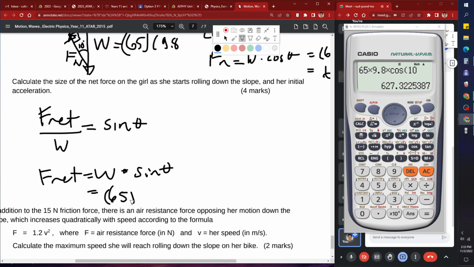We never actually calculated it out. There it is. And then sine of 10 degrees. I'm just going to go up here and change this to sine. That gives 111 newtons.